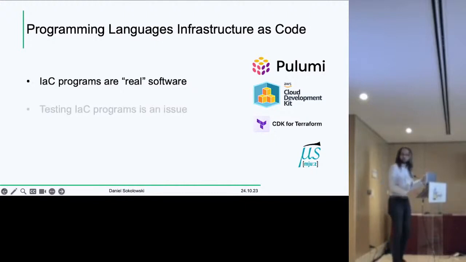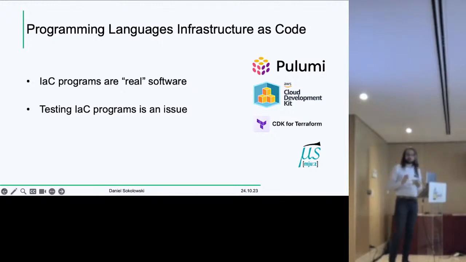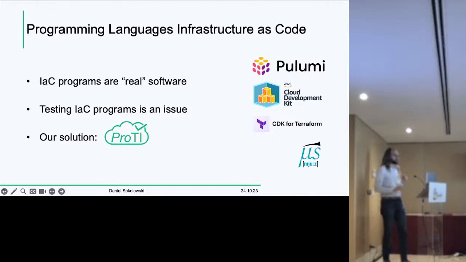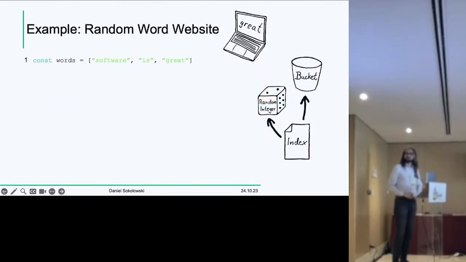Well, there's a problem, and that's what I mainly want to talk about today. Testing these programs is a bit different from systems that we know. After I hopefully demonstrate that this is indeed different and a challenge, I want to talk about our solution to it, which is automated configuration testing as an abstract framework, and then our instantiation of it for Pulumi TypeScript, which we call ProTI. So let's get started with a small example.